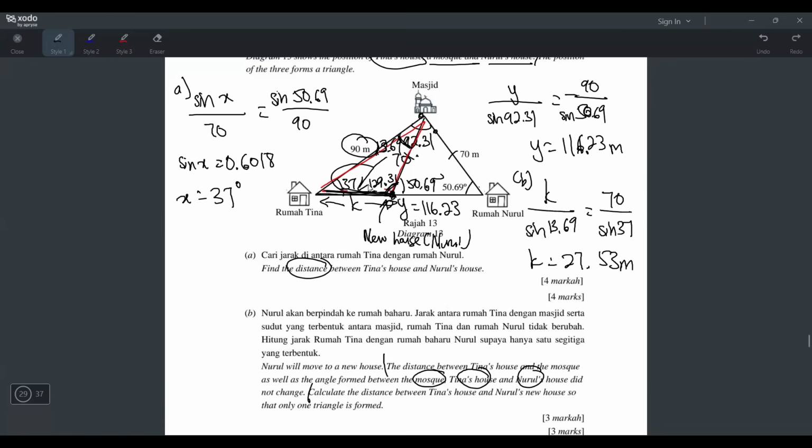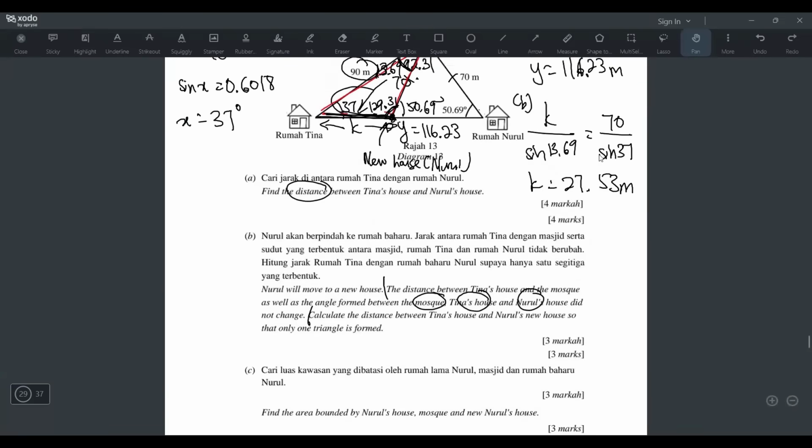So Nurul will move to the new house. Distance between Tina and Moss and the Moss as well change. So if you want the angle here change, then the case would be here lah. It's definitely here one. Yeah, this is definitely correct already, right? Okay, I think I'll just stick to my answer lah. Okay, I think yeah, I'll just stick to my working.